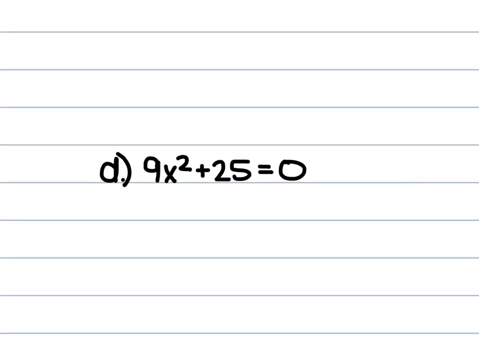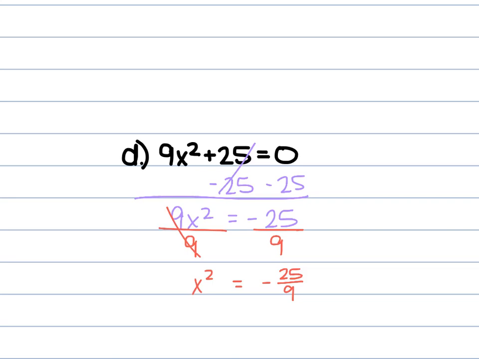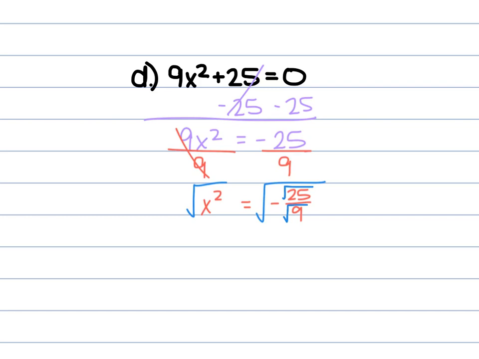For D, we have 9x squared plus 25 is equal to 0. Move the 25 over. We have 9x squared is equal to negative 25. Then divide each side by 9. We have x squared is equal to negative 25 over 9. We take the square root of both sides. We take the square root of the 25 and the square root of 9. We make the negative a positive by putting i in front. So x is equal to plus or minus, because we're solving, the square root of 25 is 5, the square root of 9 is 3. So plus or minus 5/3 i.